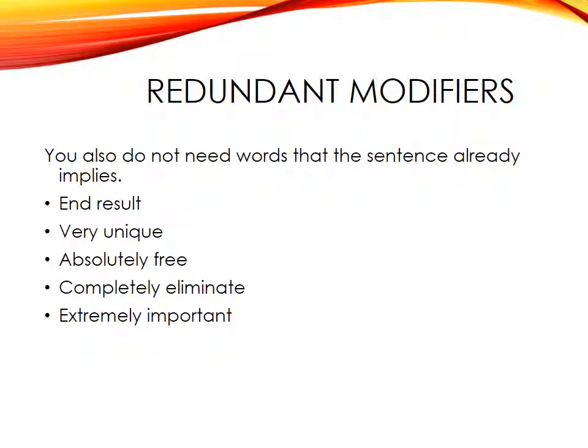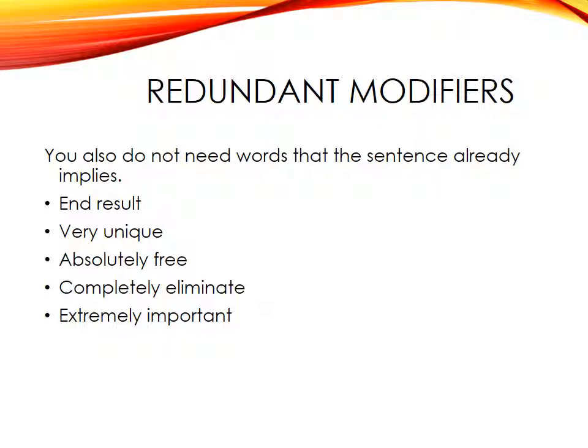So there's a difference between redundant pairs. Remember, the redundant pairs are two words that mean the same thing, with "and" or "or" between them. Redundant modifiers, the words are right close to each other. So it's when you have words that already are implied. End result. The result comes at the end, so you don't really need the word "end" because "result" already means end thing, right?